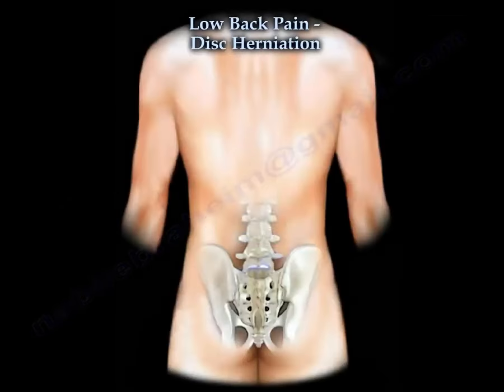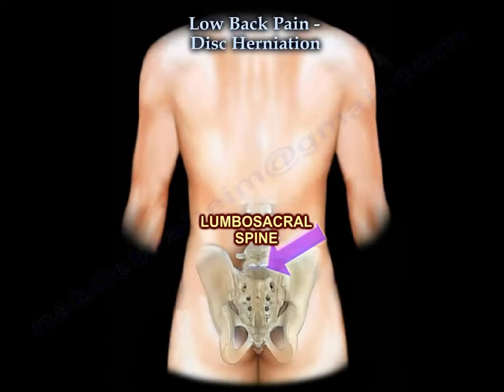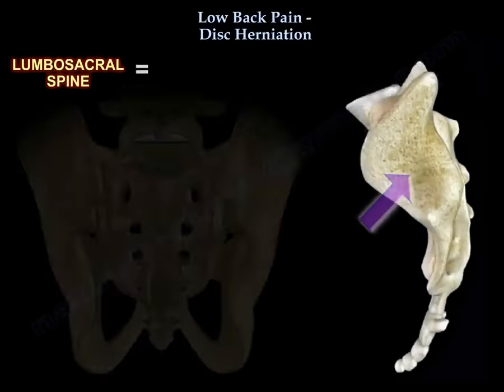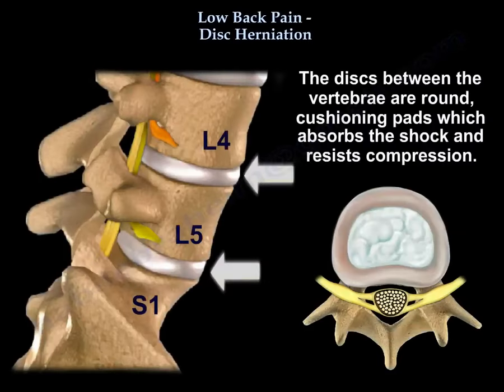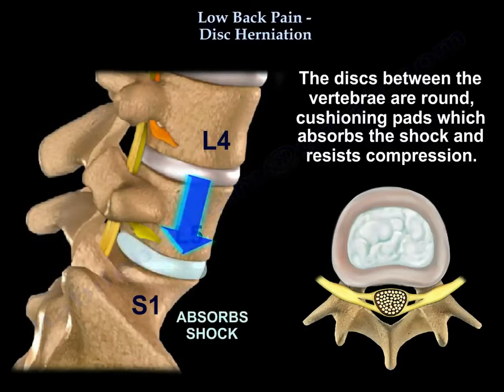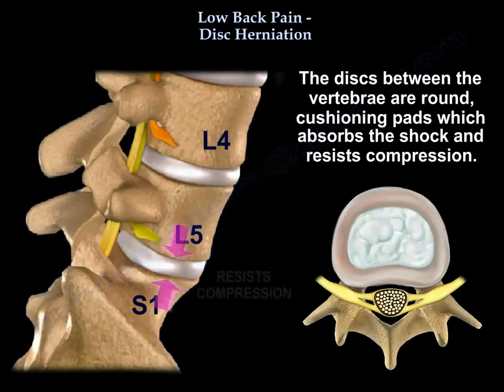When we say the lumbosacral spine, it is the junction between the lumbar spine and the sacrum, between L5 and the sacrum, which is the tailbone. The discs between the vertebrae are round, cushioning pads which absorb the shock and resist compression.